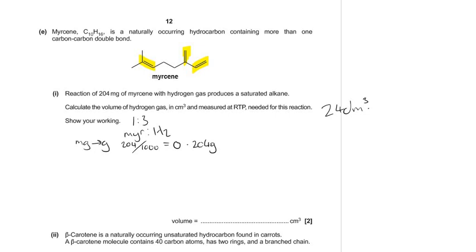So I'm then going to work out how many moles of myrcene I've got. And to do this, I'm going to need to work out my relative formula mass. So my Mr is going to be 10 times 12 plus 16 times 1. So it's going to be 120 plus 16, which is going to equal 136.